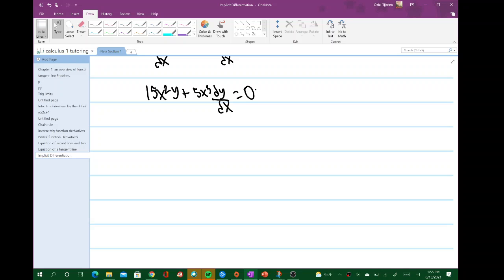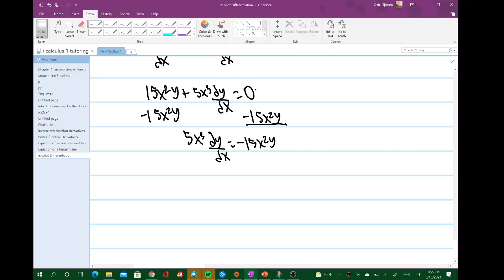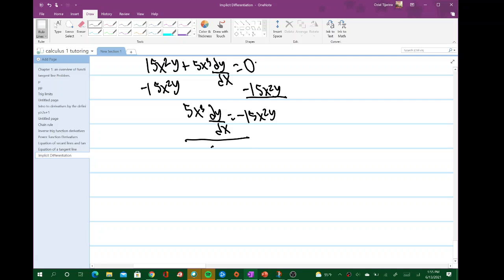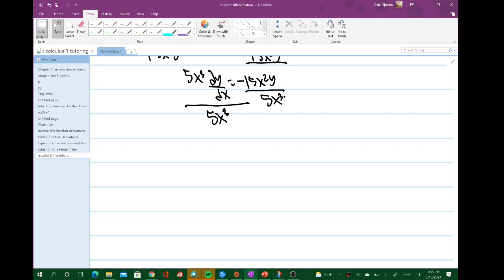So how do we solve for dy dx? Well, we're just going to subtract 15x squared y on both sides. You have 5x cubed dy dx is equal to negative 15x squared y. Then you go ahead and divide both sides by 5x cubed. This gives you dy dx equals negative 3y over x.